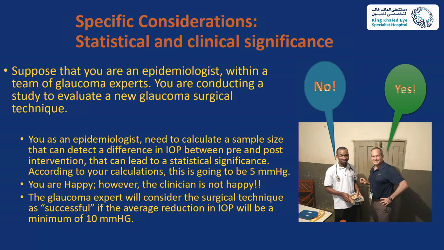However, the glaucoma surgeon would say, no, this is not clinical significance. It would be a clinical significance to me if the IOP is decreased by 15 to 20 millimeters mercury. So what happens between the epidemiologist and the clinician? They should sit together a priori and decide what will be the threshold of accepting a significant difference among groups.